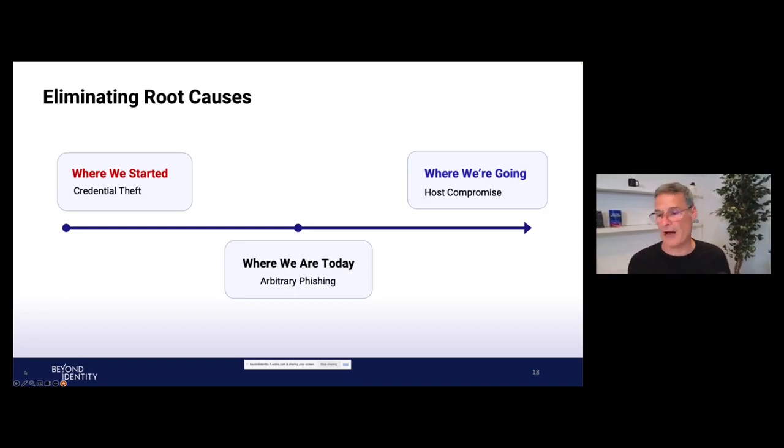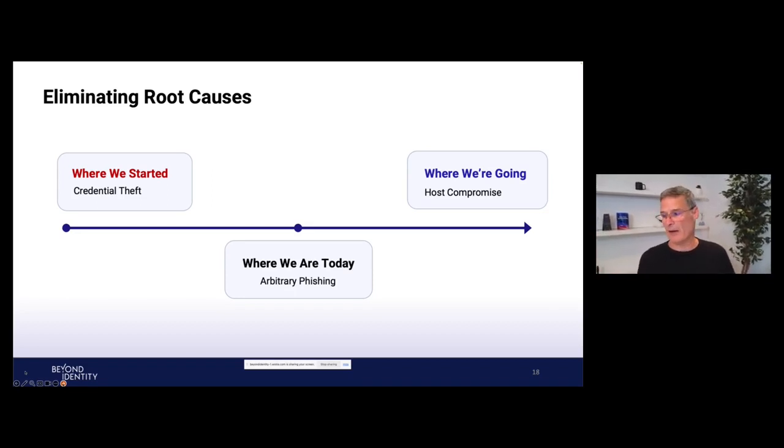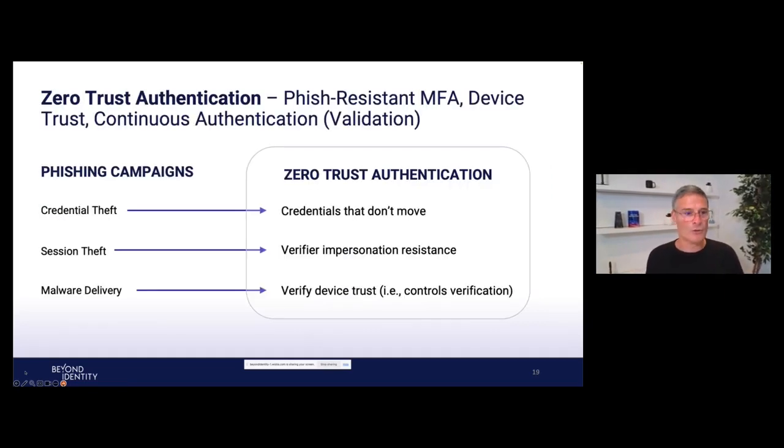But what if my host is compromised? What if the endpoint itself is compromised? So making sure that we take care of that set of use cases is what we started working on, and we've got some more work to do, as does the industry. So what might that look like? Those sets of things are what we have lumped in and called Zero Trust Authentication. So it's a combination of phish-resistant MFA, device trust, and then continuous authentication and validation.